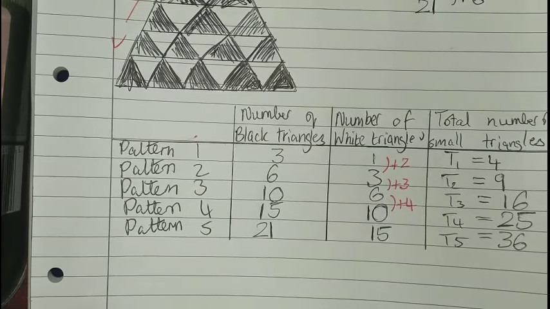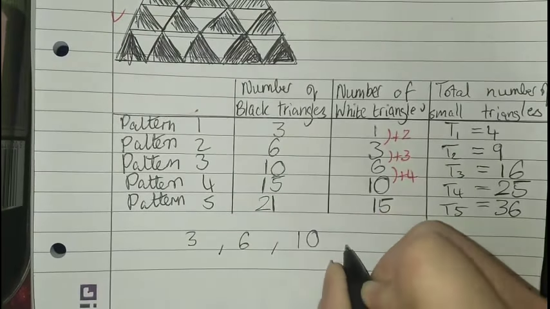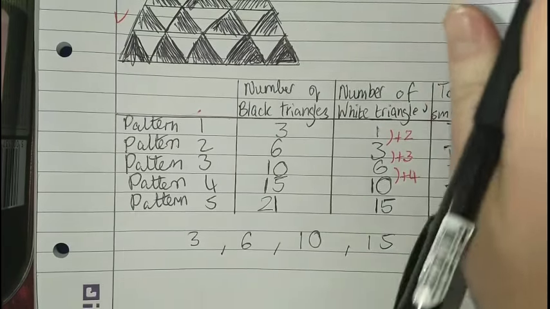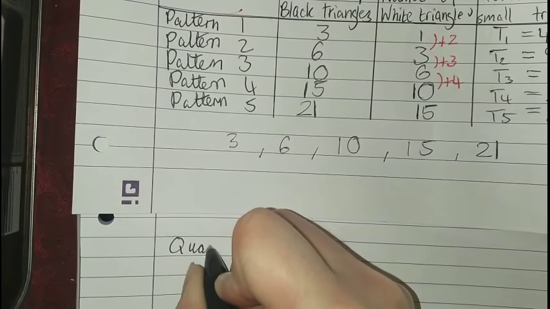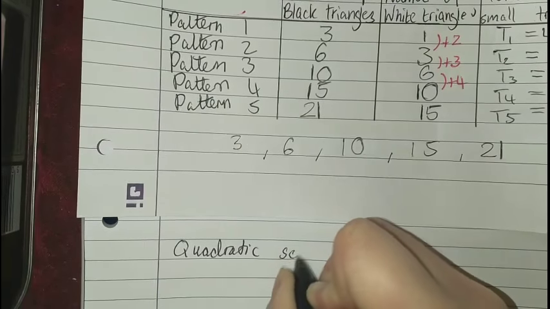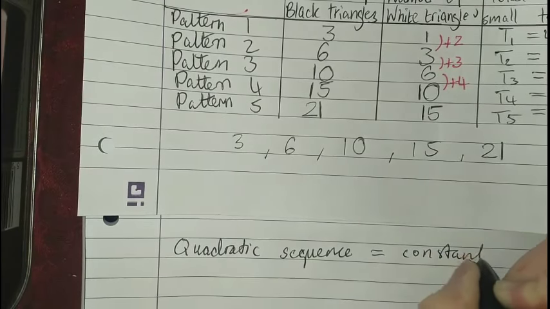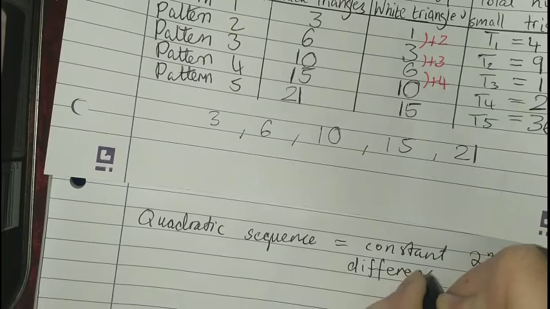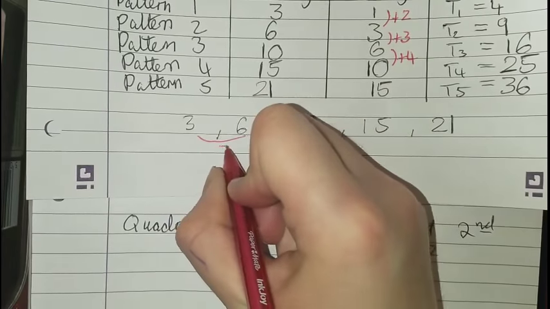And then we're asked to show that the number of black triangles form a quadratic sequence. So what I'm going to do is write out 3, 6, 10, 15, 21. If we have a quadratic sequence, there's going to be a constant second difference. So in a quadratic sequence, there is going to be a constant second difference. So in this case, we can see that the difference from 3 to 6 is 3.